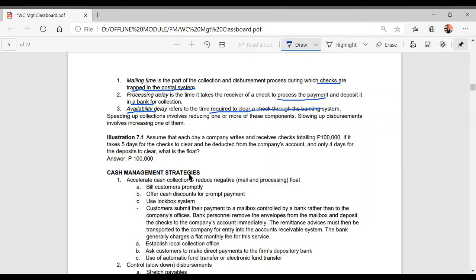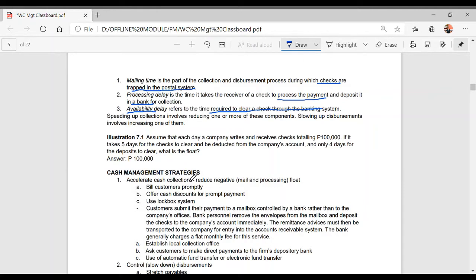So when the bank receives a check, it does not automatically deposit it to the account of the depositor. So kung mag-deposit man gud ka, for example, I receive a check payment from my customer. So what if it comes from a different bank? What the bank will do is kinahanglan pa niyang i-clear or mag-clearing pa ang cheque.